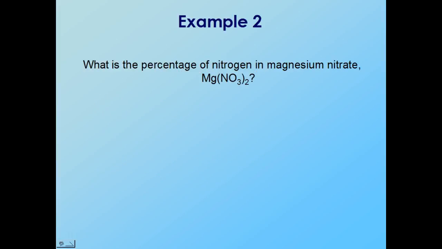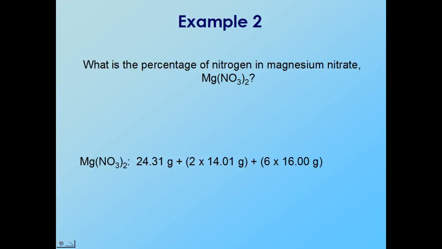The next example, what is the percentage of nitrogen in magnesium nitrate, Mg(NO3)2? So if I want to know nitrogen, I have to account for how much nitrogen is in that compound. There are 2 of them, so I would take 2 times nitrogen's mass, and that would go in my numerator. Then I would have in my denominator the mass of that whole substance.